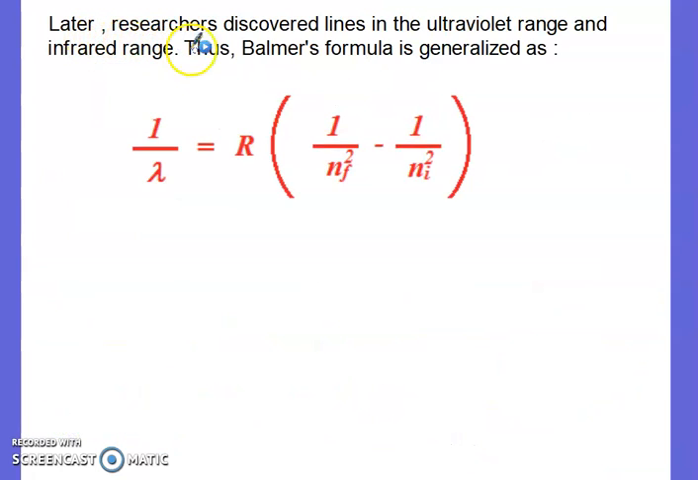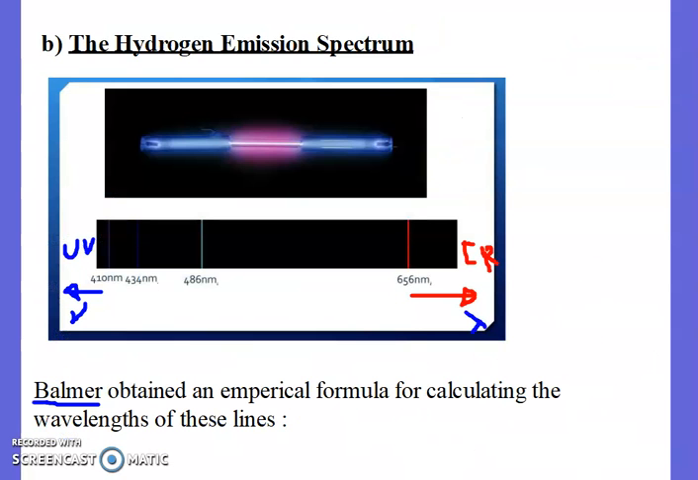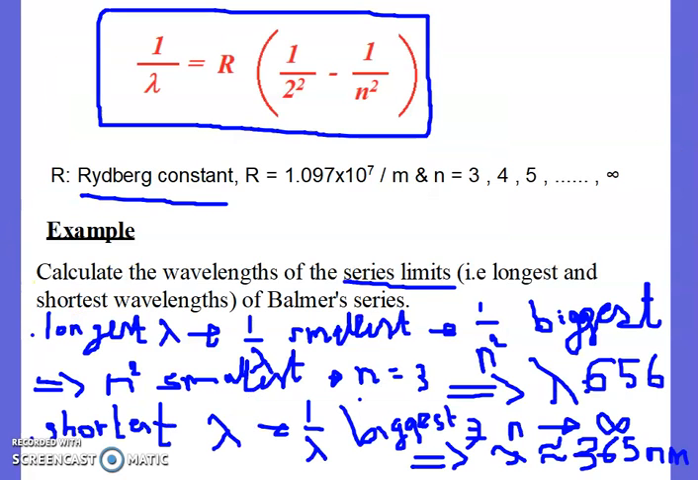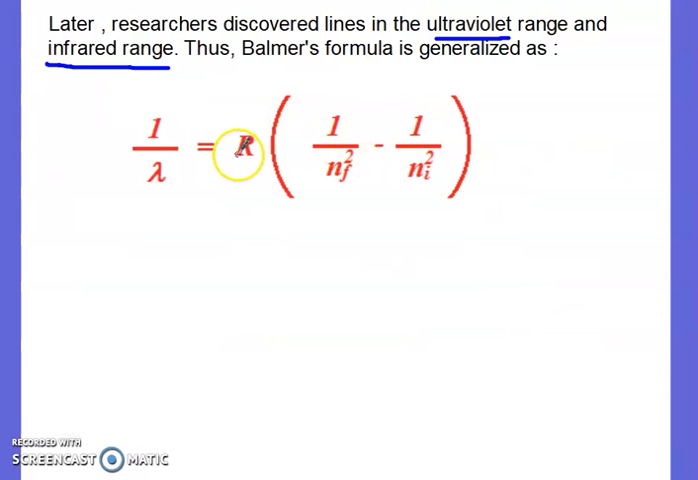But later researchers discovered lines in the ultraviolet range, here it is, and infrared range. So Balmer's formula is generalized. Okay, because if you go back to this lamp, Balmer only discovered the visible range. But in reality, there exists microwave range or infrared range and ultraviolet range. That's why Balmer's formula is customized to this form.